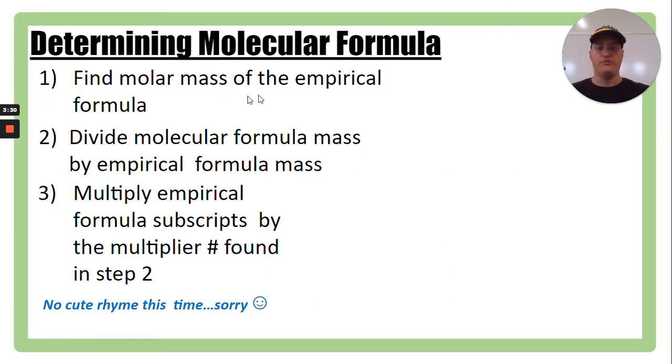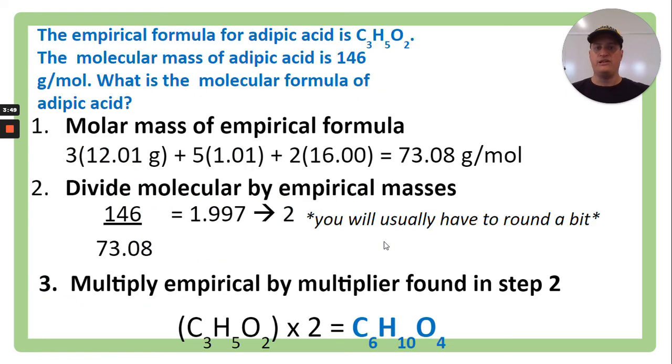Molecular formula. Find the molar mass of the empirical formula. That's pretty easy: multiply and add. Divide the molecular formula mass by the empirical formula mass. So you're seeing what this ratio is between them. Multiply the empirical formula subscripts by that multiplier found in step 2. No cute rhyme. Not going to hit me up on TikTok for anything. Sorry.